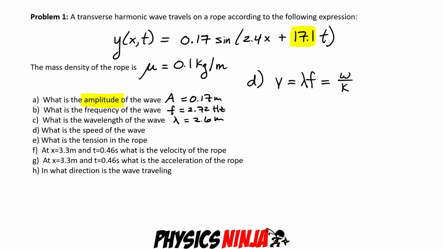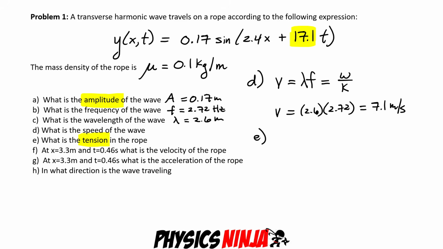So let's just use the first expression here. We just calculated our wavelength. This was 2.6 meters. And the frequency, we had 2.72 hertz. So that means that our speed of this wave, calculating that, I get approximately 7.1 meters per second. All right, great. Part E says, what is the tension in the string?